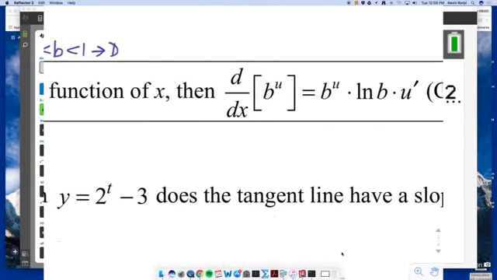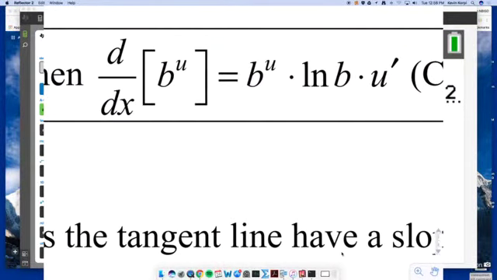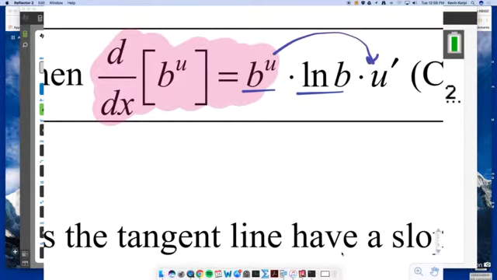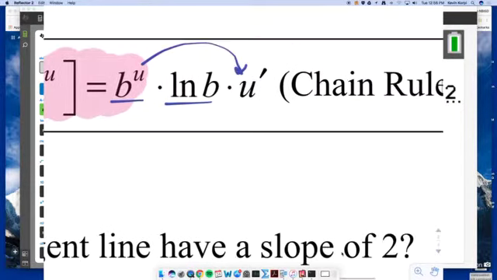Now, of course, we can work the chain rule right into it. So this would be the most general rule you could have for exponentials. The derivative of b to the u-th power is itself, b to the u-th power, times the natural log of b, and then times the chain rule. The derivative of u is u prime. Chain rule built in.